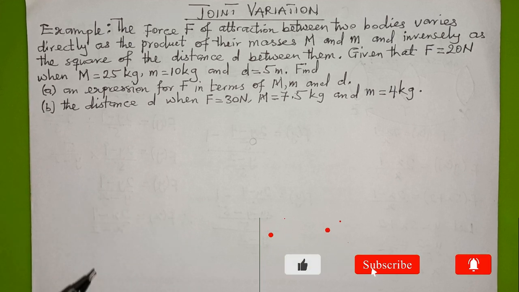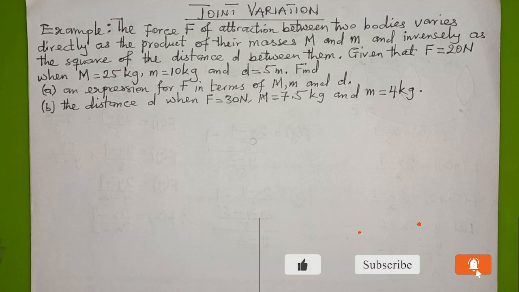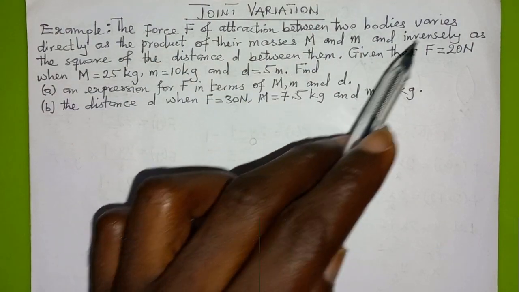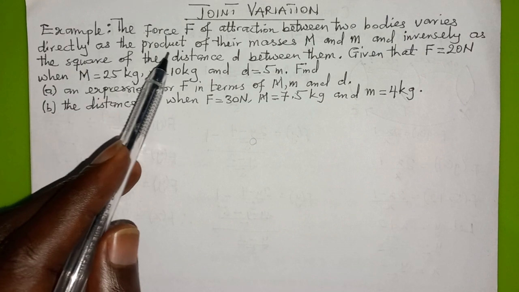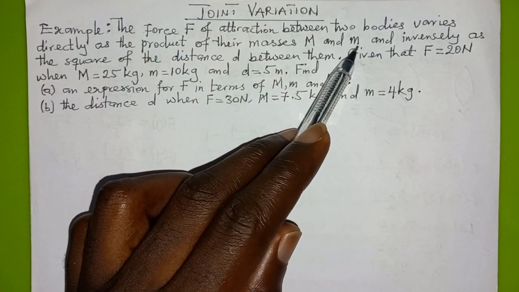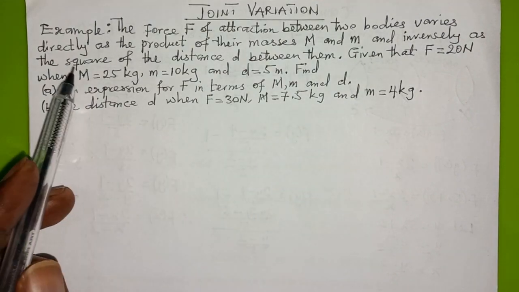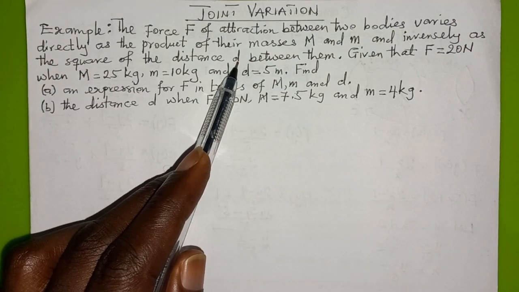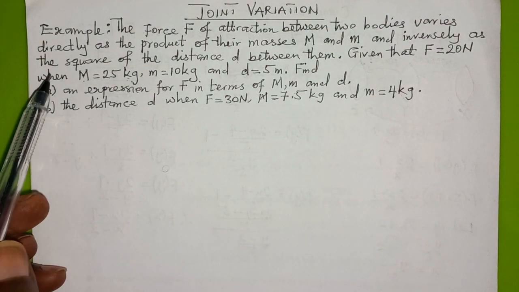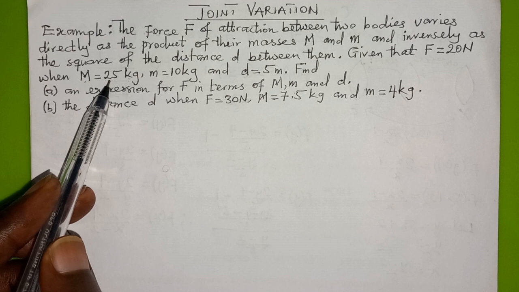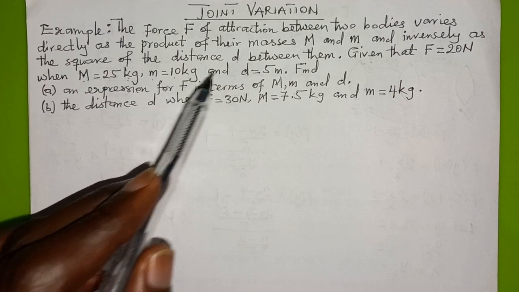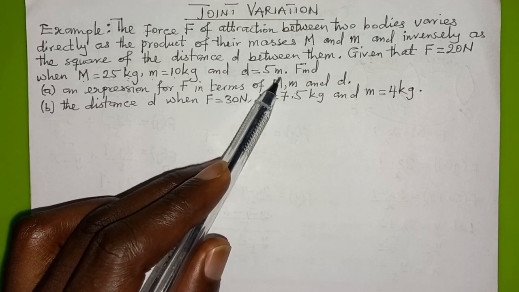Alright, so our question for today is: the force F of attraction between two bodies varies directly as the product of their masses, capital M and then small m, and inversely as the square of the distance d between them. Given that the force is 20 newtons when the bigger mass is 25 kg, the smaller mass is 10 kg, and the distance is 5 meters.